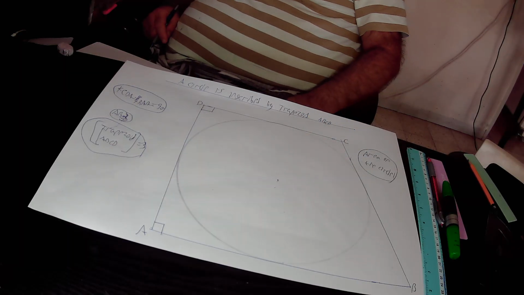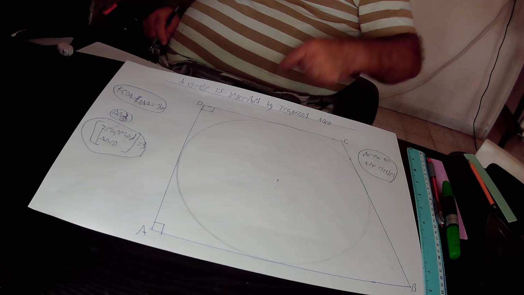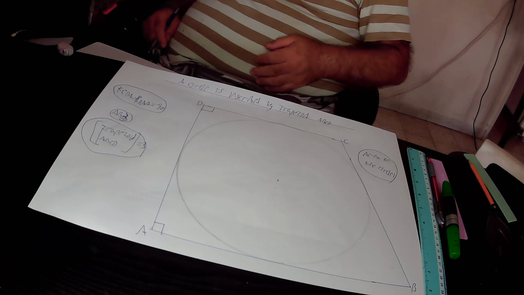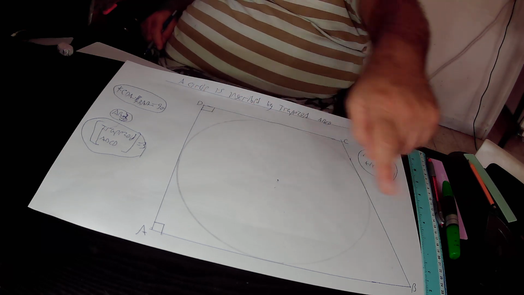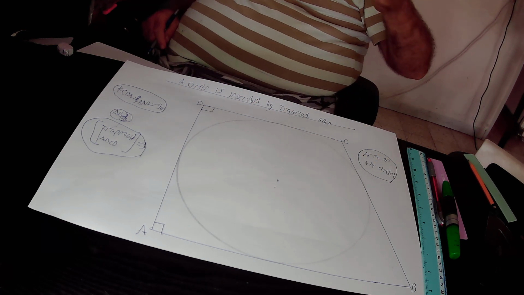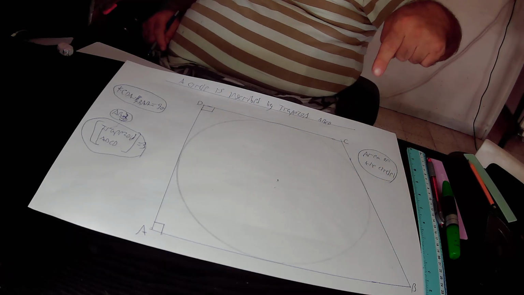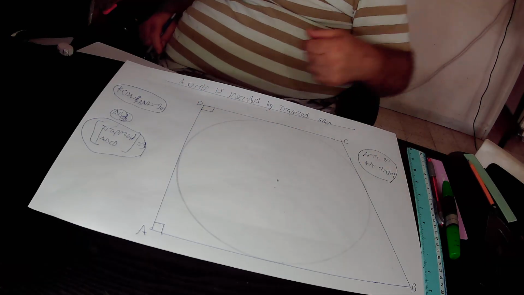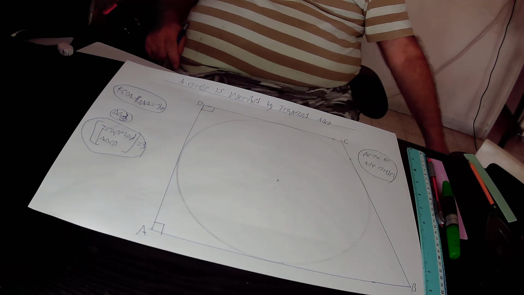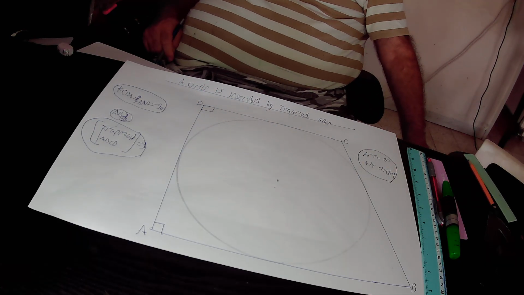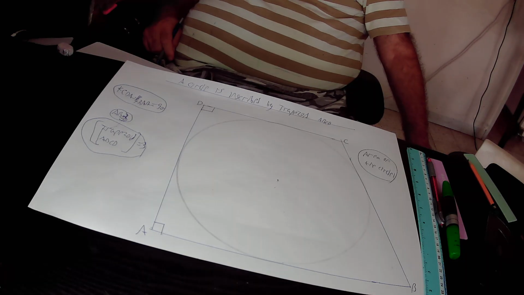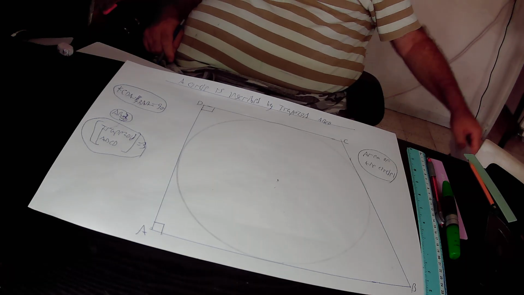In the second question, our task is to find out the area of this circle that is inscribed in trapezoid ABCD. Repeat again: our task is to find out the area of this circle that is inscribed in trapezoid ABCD. So, first of all, what is a trapezoid? A trapezoid is a quadrilateral with one pair of parallel sides.